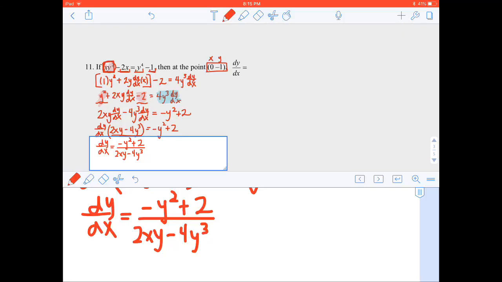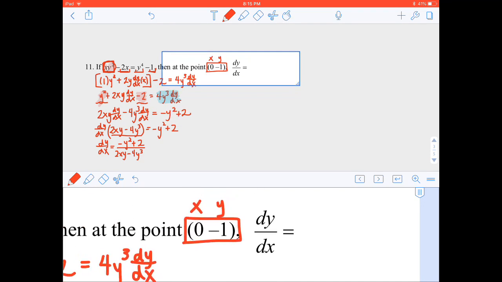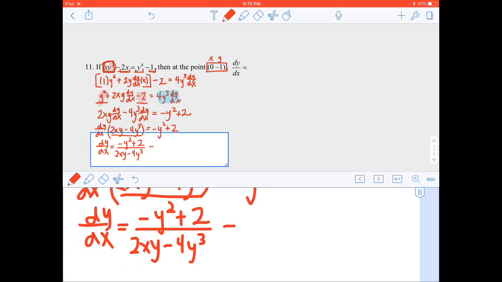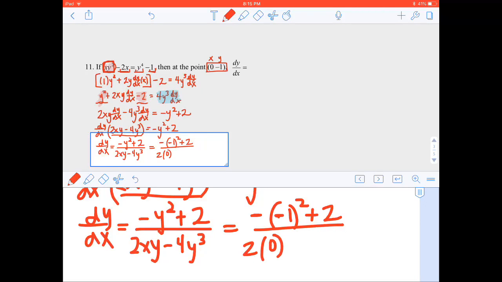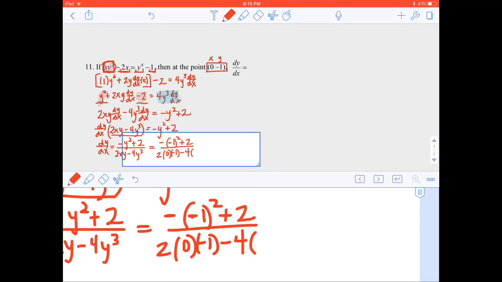That's our derivative. If it was asking you just for the derivative, that would be your answer, but we want the derivative at this specific point. So what I'm going to do is plug in those values. We have -(-1) squared, since our y value is -1, plus 2 over 2 times 0 times -1, well, that's going to go to 0, minus 4 times (-1) cubed.